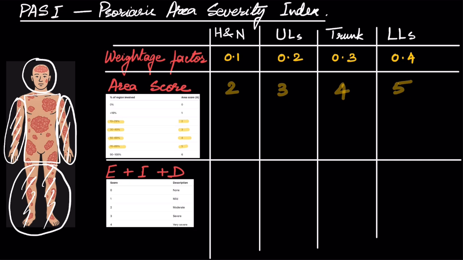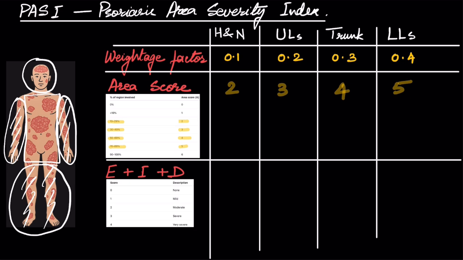Now each of these 3 characteristics is given a score from 0 to 4. If it is none, like no erythema or induration or desquamation, score is 0. If it is mild, it is 1, moderate is 2, severe is 3 and very severe is 4. This score is given by the physician who is doing the assessment. So it might differ a bit between 2 physicians.